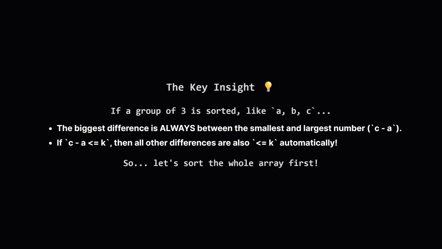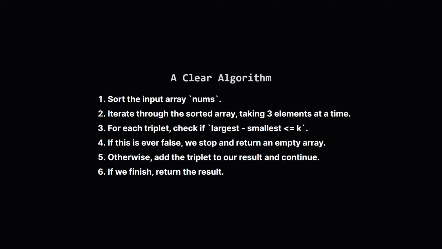This realization makes things much easier, and it suggests a powerful first step. Let's just sort the entire input array from the beginning. By sorting the array first, we can create a really simple and effective algorithm. First, we sort the entire nums array. This puts all the similar numbers close to each other. Then, we can just walk through this sorted array, taking 3 numbers at a time. For each of these little groups, we check our simplified condition. Is the third number minus the first number less than or equal to k?